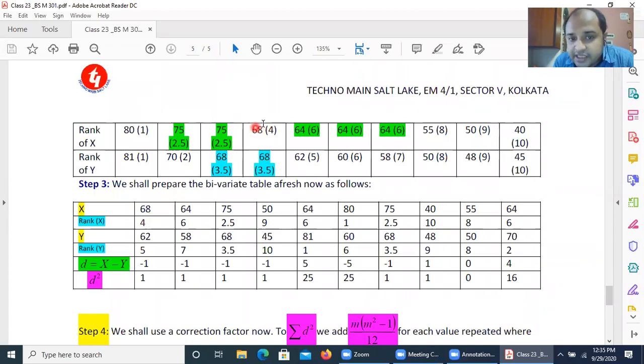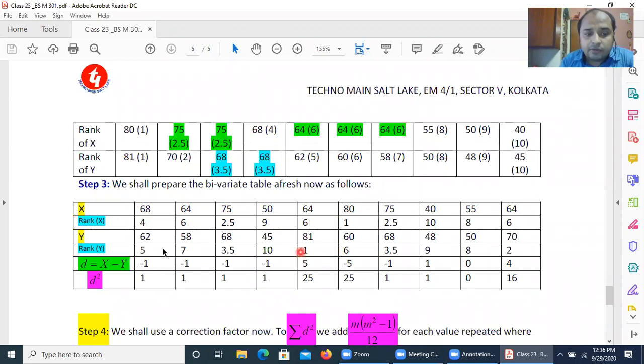68, find out 68 in this chart, its rank is 4, put it over here. Find 64, its rank is 6, put it over here. And in this manner, we are putting all the ranks. In 3 positions 64s are there. You see 64, 64, 64. All the 64s have been put rank 6.